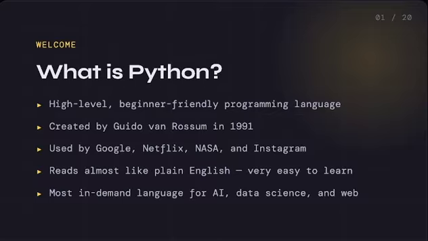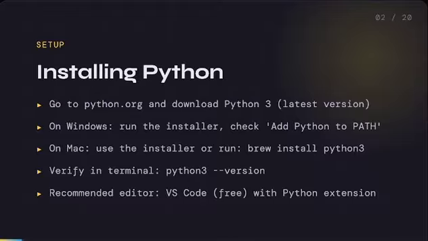Let's get started. Before we write any code, we need to install Python. Head to python.org and download the latest version of Python 3. On Windows, run the installer and make sure you tick the box that says Add Python to Path. This is important. On a Mac, you can use the official installer, or if you have Homebrew installed, just run brew install python3 in your terminal.